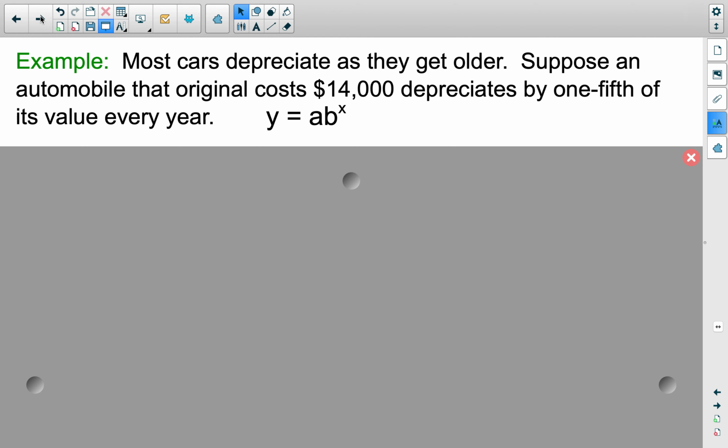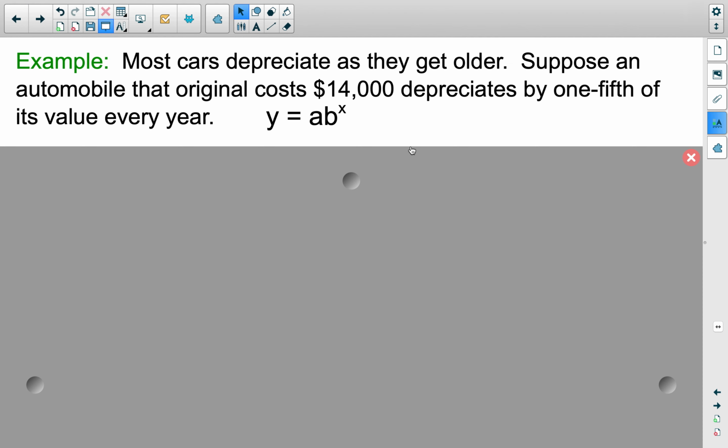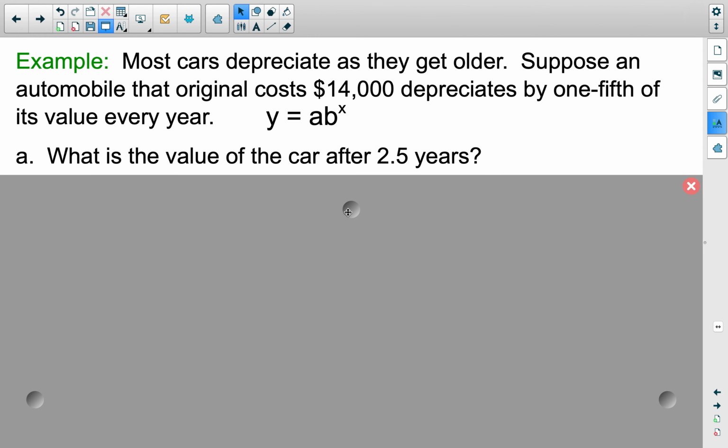Okay, most cars depreciate as they get older. And if you aren't familiar with the word depreciate, that just means that it goes down. Suppose an automobile originally cost $14,000 and it depreciates by 1/5 of its value every year. Okay, and I'm going to ask, what is the value after 2.5 years?